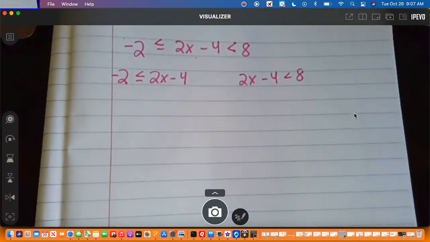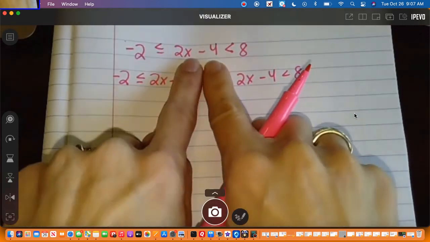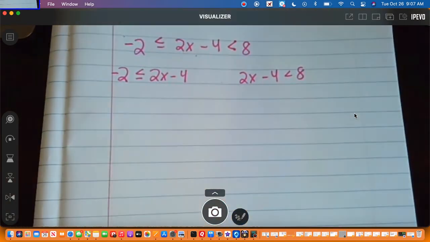Now, do y'all see how they look similar? They both have that middle part right here, and then our other numbers. Questions so far? How do we solve them?